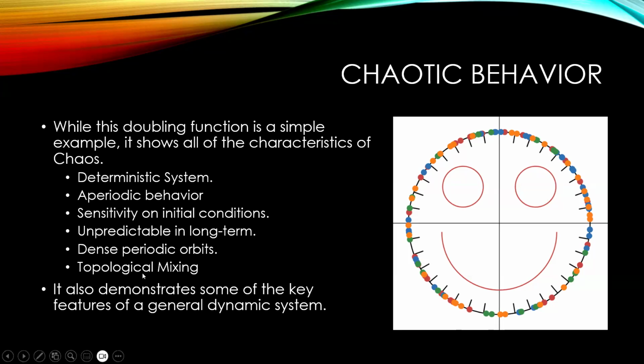And we have topological mixing. And so after going a few iterations, no matter where you start, you are going to have spanned the entire region. And it's going to be difficult to keep track of where things started. It also demonstrates some of the key features of general dynamic systems, the idea of limit cycles, the idea of fixed points. And so this example really introduces all of the fundamentals of chaos theory.